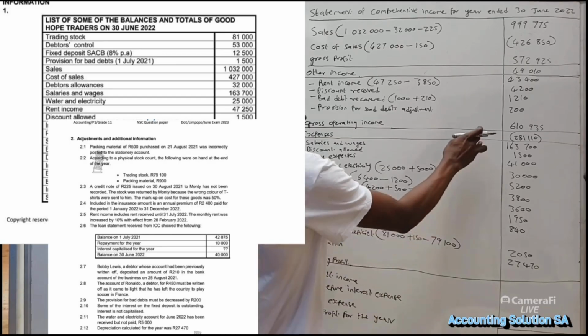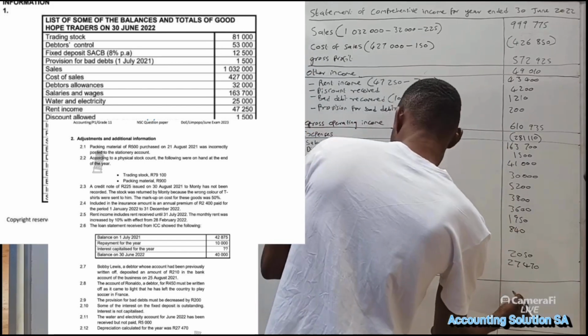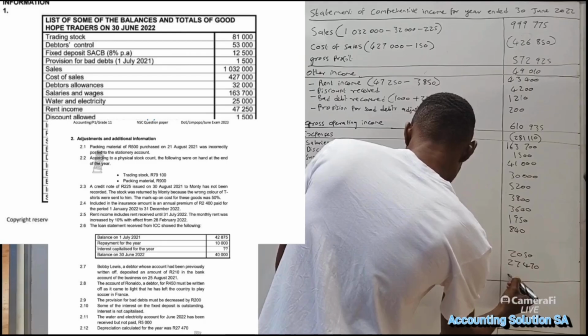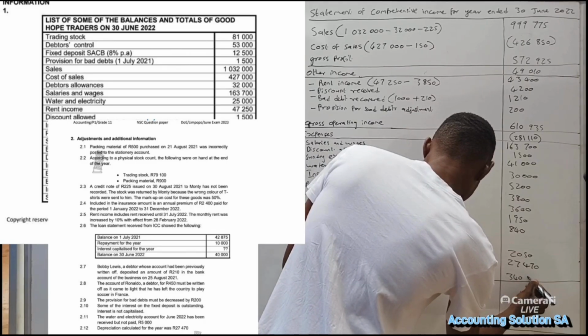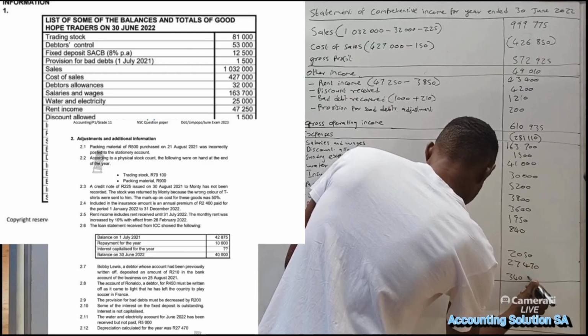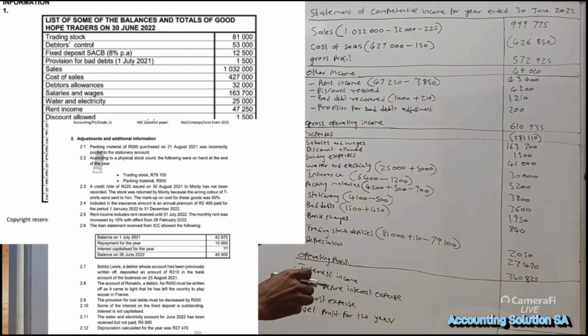Okay, now we are going to the last part, operating profit. Operating profit is gross operating income minus expenses. Then it will give us an amount of 340,825.